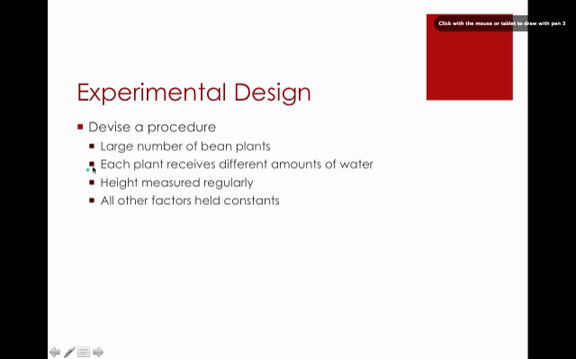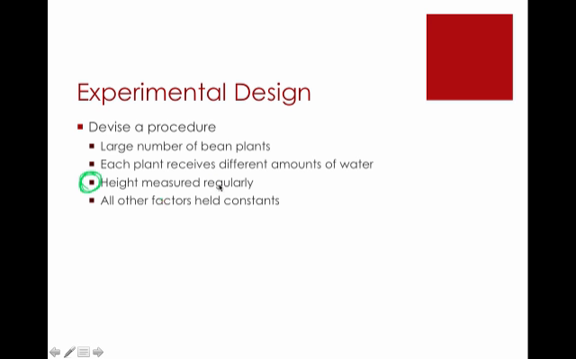Each plant has to receive a different amount of water, or maybe even group them. Maybe you have groups of 10 plants, and each 10 plant receives the same amount of water, and then the next group of 10 plants receives the same amount of water. And again, the larger sizes of your samples is going to reduce error in your experiment. To measure this experiment, you have to measure those heights. That's the result of the experiment. You're probably going to measure those heights as regularly as possible.